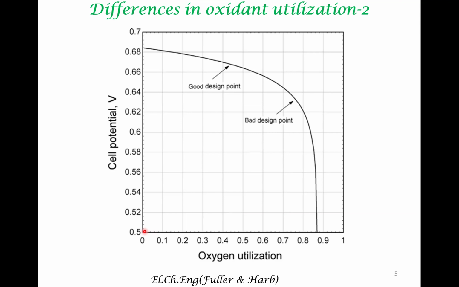At very low utilization, your cell potential might be very high, but the amount of oxygen being transported is very high, and much of the oxygen is unutilized. So you'll be spending a lot in pumping a lot of air, and your current density will also be lesser, even though your potential is greater. In this region, your utilization is high, therefore your pumping costs might be lesser and your current density might be higher, but your cell potential might be lesser.